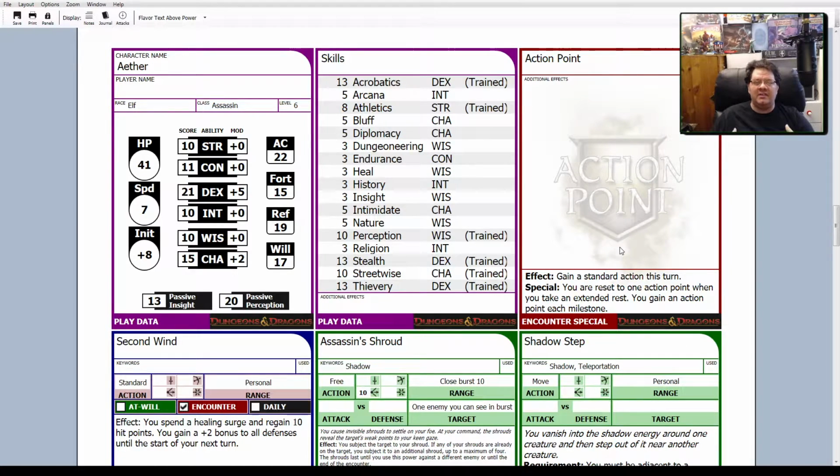Action point is what eventually turned into action surge for fighters. And it gave you an extra standard action. Every other combat, you would get another action point in an adventuring day. So if you had 2 combats in an adventuring day without having a long rest, you would be fine. But once you got to the 3rd combat, you would gain an additional action point.